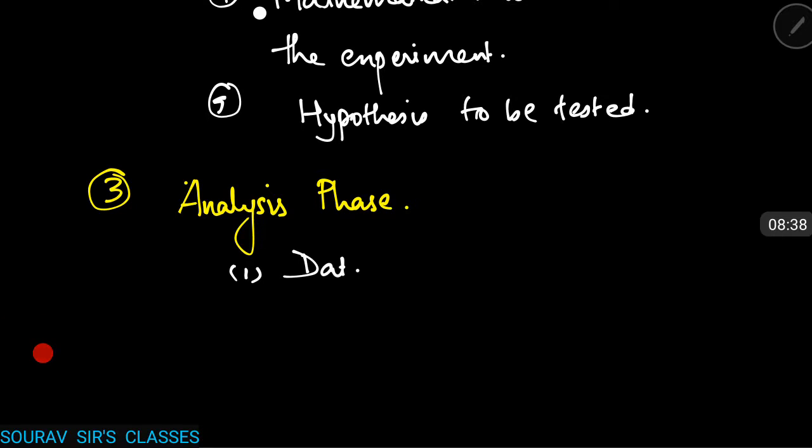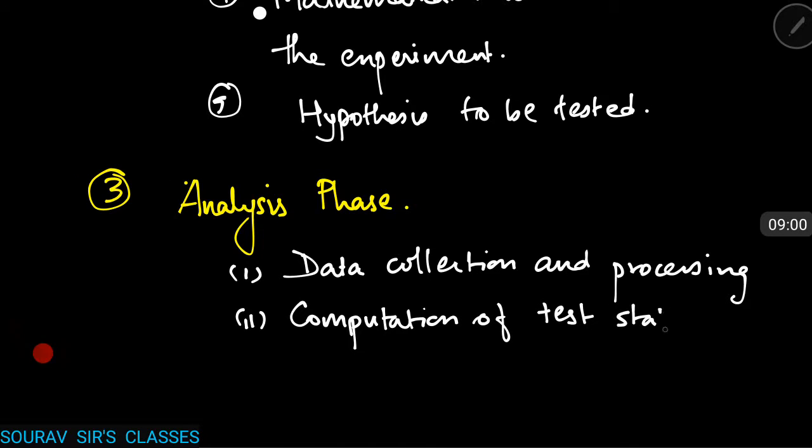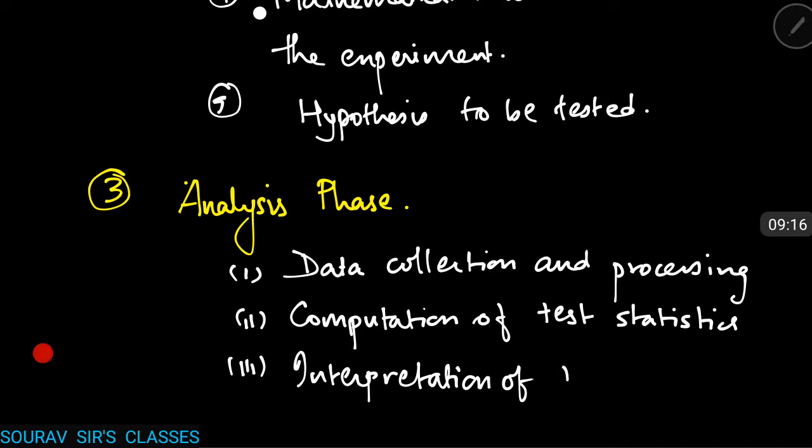data collection and processing. Number 2, computation of test statistics. Number 3, interpretation of results for the experimenter.